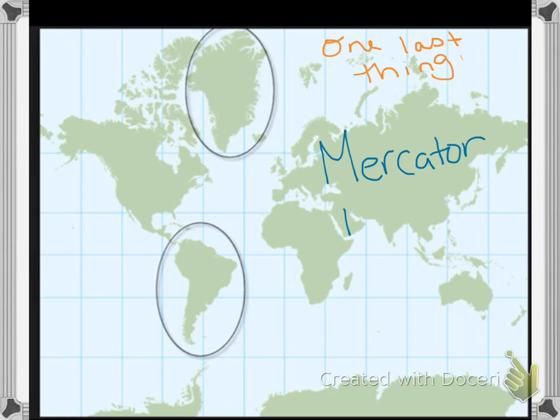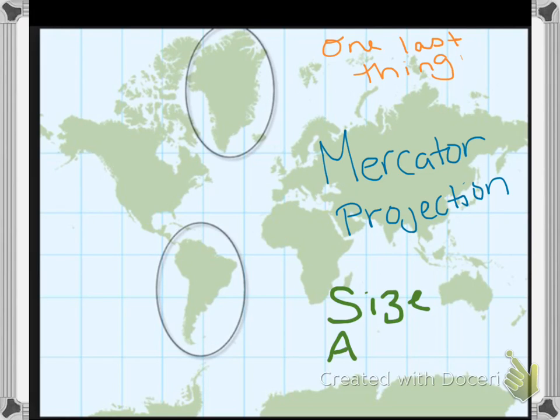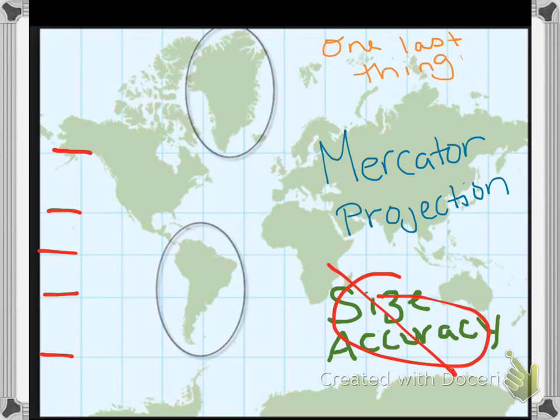One last thing I wanted to show you is this Mercator projection. Mercator projections are not accurate to size. If you look at the size of Greenland and the size of South America, it looks like Greenland is larger than South America. But this isn't true at all. You should check this out on a globe. Greenland is a lot smaller than South America.